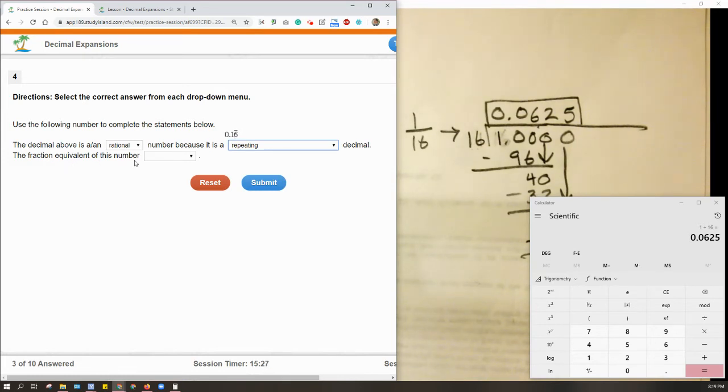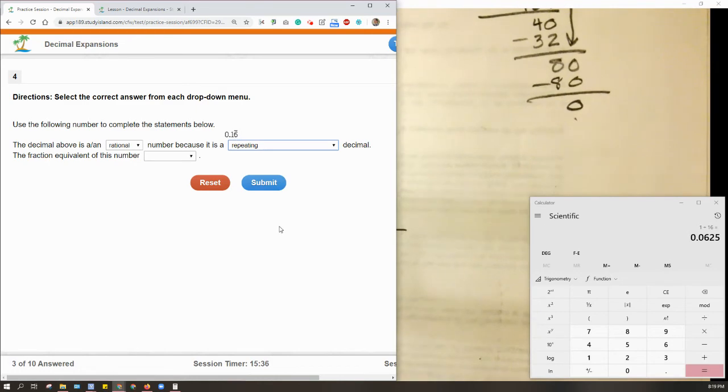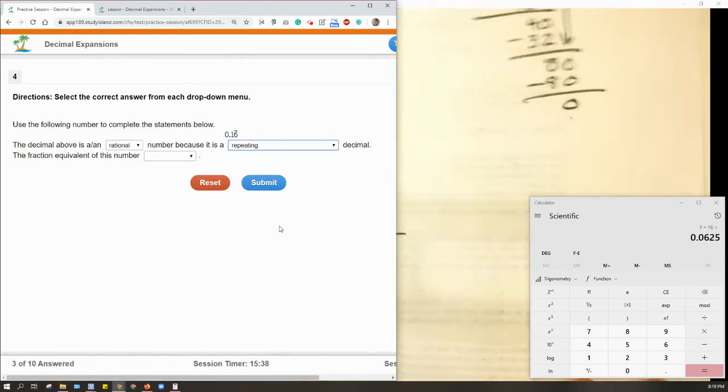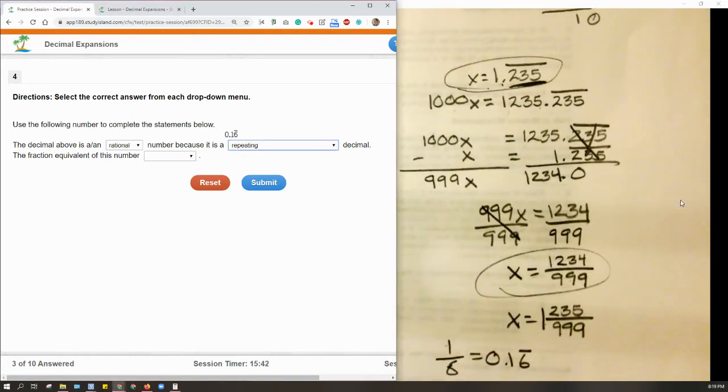The fraction equivalent of this number is what? So how do I turn 0.16 repeating into a fraction? Very simple. I'm going to use that same method that I did earlier. Now, the method I used earlier, I did it kind of fast. I didn't really explain what I was doing. So let me do that really quickly, and then we'll do it with the new number. And down here it already says the answer, but stay with me here. What did I do? I started off by saying that the number I was given was equal to x.